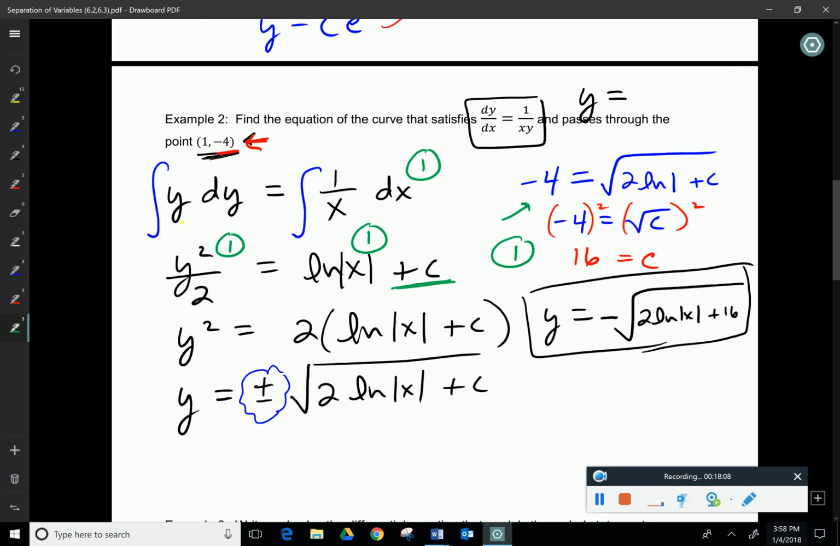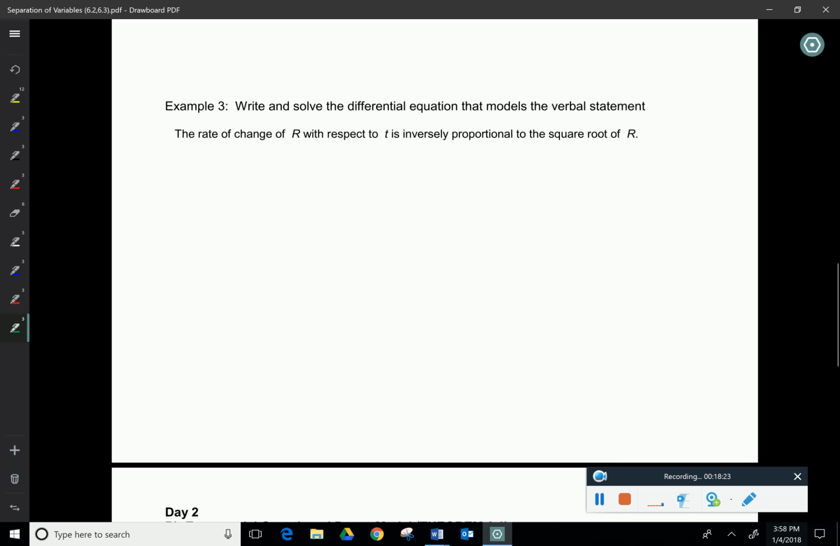So maybe that 1 point is for doing both of those correctly. And then maybe the final point is for actually writing your equation. So in this case, this would be a situation where it would be worth 5 points instead of 6. Very possible. Okay, one last example.